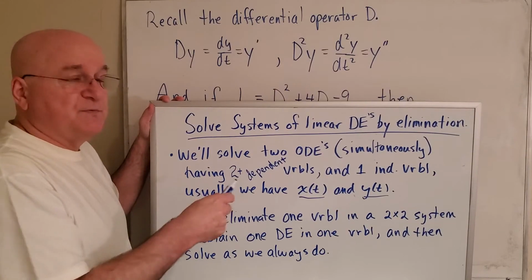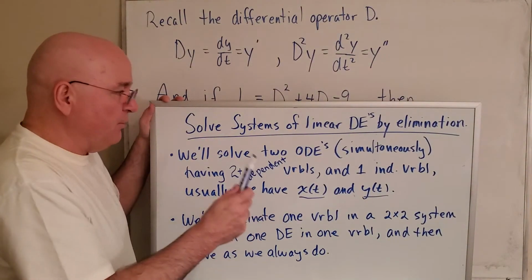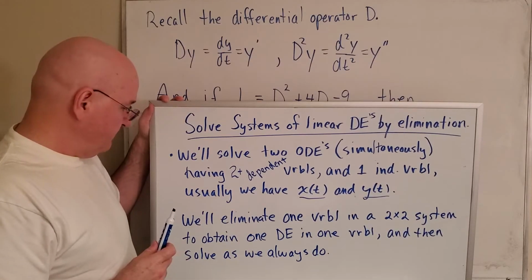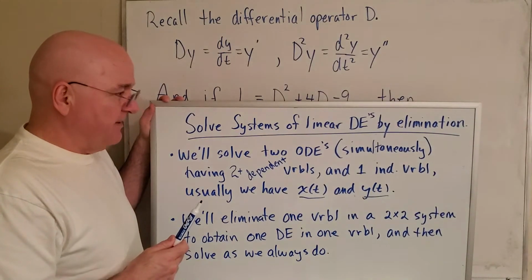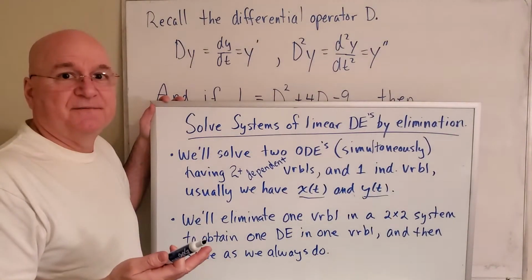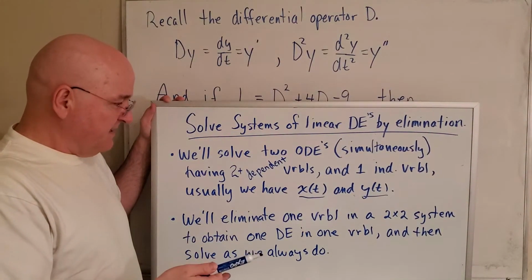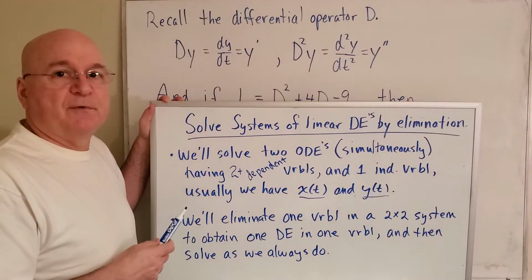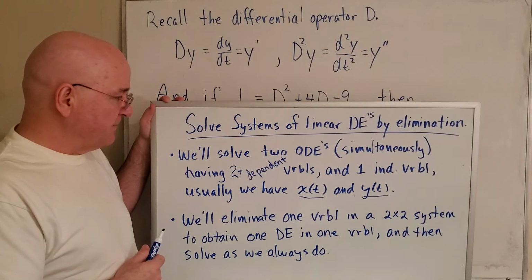And then, as we've done before in linear algebra, we're going to eliminate one of the variables to obtain one differential equation with one variable. And we can solve that, just like we've done in previous sections. And then we'll do basically some form of a back substitution to solve for the other variable.